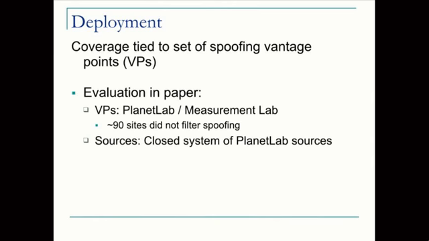Now, as I mentioned before, when none of the vantage points is able to measure a hop using any of the techniques, we're going to have to assume symmetry for that particular hop and then measure from there. So this means that the coverage and the accuracy are really tied to the set of vantage points that you have to use, and in particular to the ones that can spoof. In the evaluation in our paper, which is what I'm going to talk about now, this was using PlanetLab and Measurement Lab sites that could spoof. When we did the original study, about 90 sites allowed spoofing. That was about a third of the sites that existed. And then in the study, we measured back to PlanetLab sites. So we used PlanetLab sites as our sources and our vantage points.